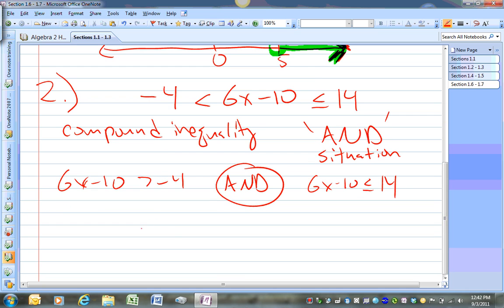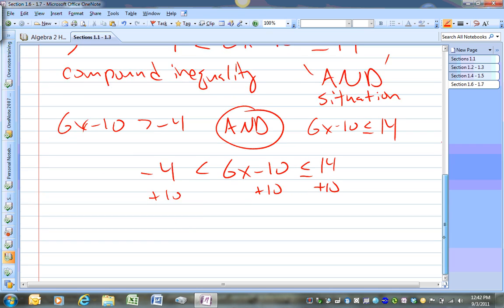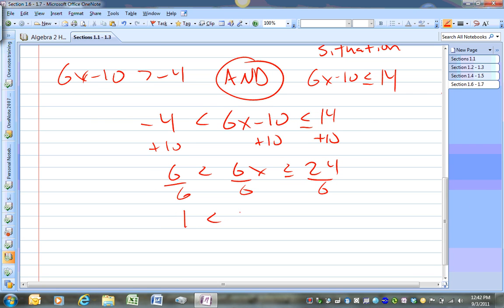One way you could solve it, instead of doing it separately, we could just do it all at one time. Let's add 10 to the left and right end. So add 10 everywhere. Divide everything by 6. And there you go. That's your answer. So we've isolated x in the middle.